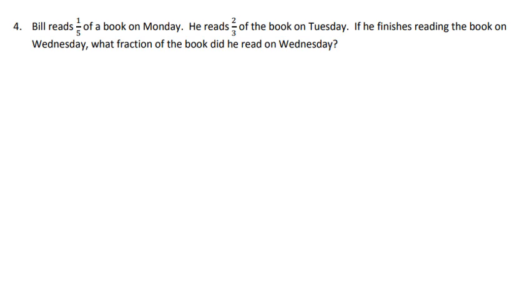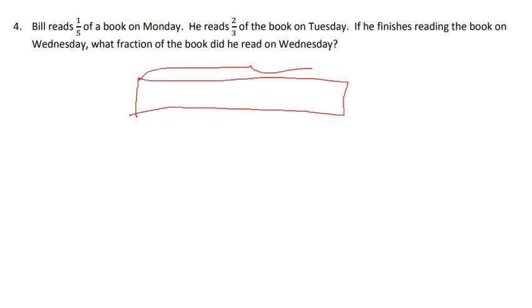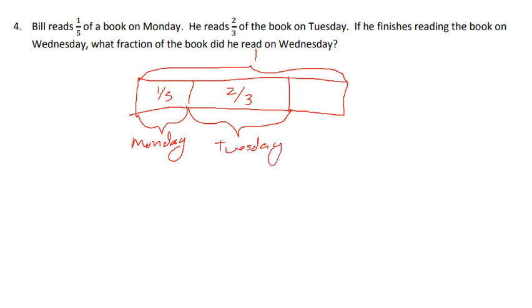Bill reads 1/5 of a book on Monday. He reads 2/3 of the book on Tuesday. If he finishes reading the book on Wednesday, what fraction of the book did he read on Wednesday? So let's go ahead and put it in a tape diagram so we can visualize it. And we know the whole book is one book. And they read 1/5, and this was read on Monday. And it says 2/3 was Tuesday. And they finished the book on Wednesday. And they want to know how much was read on Wednesday.